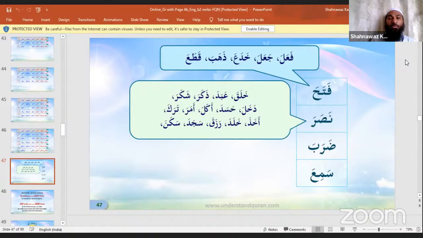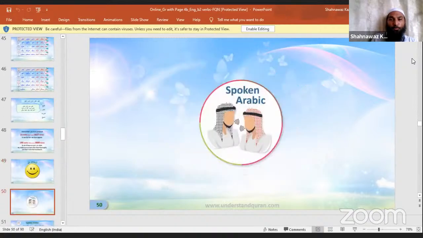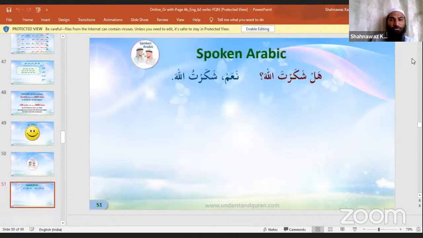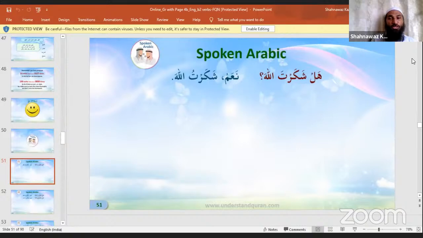Last time we have seen all the words in these first 5 pages from Fataha. Today we have seen the words on the pattern of Nasara in all the 5 pages. Inshallah, Daraba and Sami'a will follow as we go ahead. Okay, so now we'll have some practice of conversation with all these so many words.